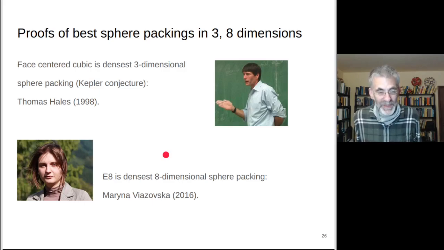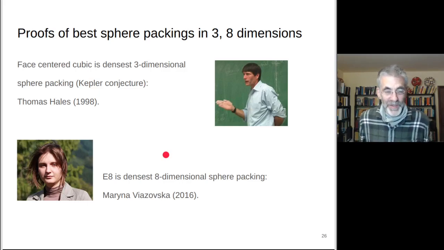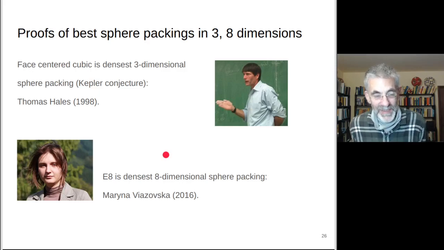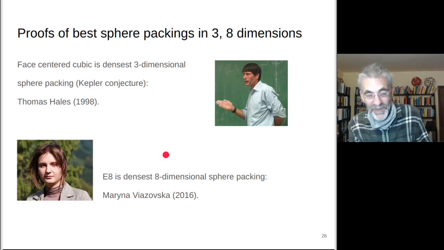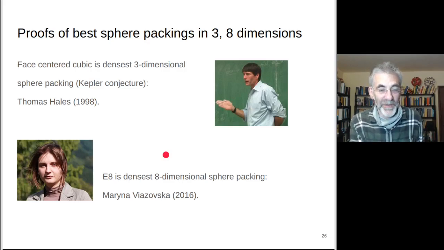I couldn't figure out how to do it. And Maryna Viazovska came up with this incredibly ingenious and amazing construction of this function to show that E8 is the densest lattice packing in 8 dimensions. And a minor variation of her construction also shows that the Leech lattice is the densest in 24 dimensions. So far, no one has managed to find similar magical functions in any other dimension.